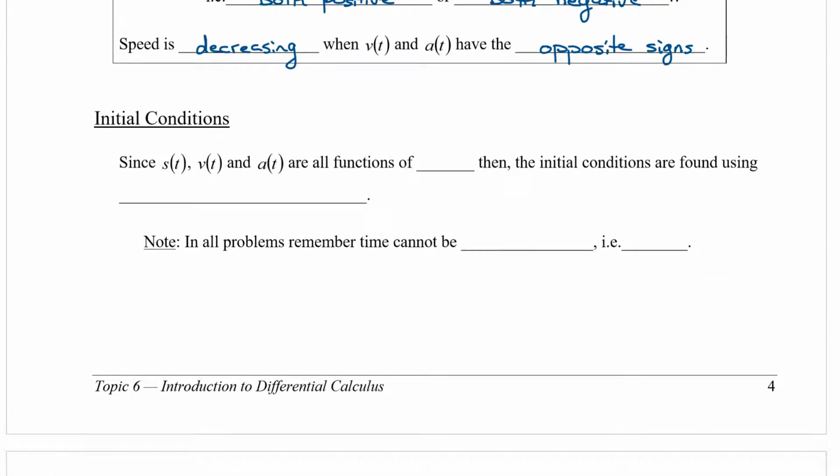Looking at our initial conditions, or when t equals 0. Since s of t, v of t and a of t are all functions of time, the initial conditions are found using s of 0, v of 0 and a of 0. Note, in all problems, remember time cannot be negative. That is, t is always greater than or equal to 0.